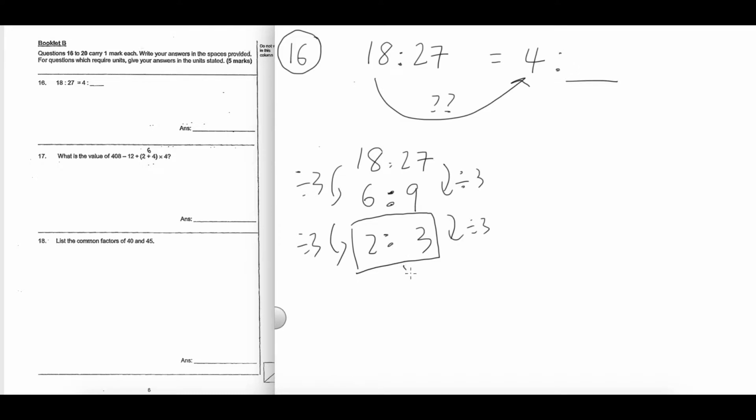So from 2 is to 3, how do we make it 4 is to something? We will times 2 for both. 2 times 2, you get 4. 3 times 2, you get 6. So your answer will be 6.